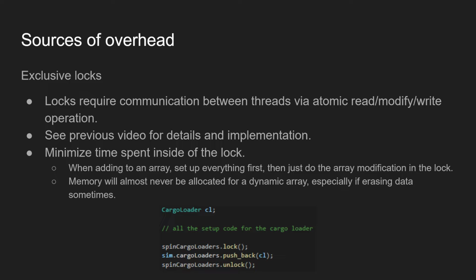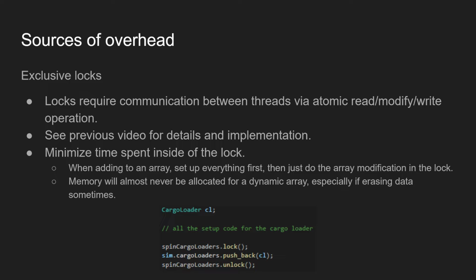Another source of overhead is whenever you get an exclusive lock over a piece of data. The primary reason why this is slow is because acquiring a lock requires communication between threads. So even if you do an extremely short duration lock, you still have to perform an atomic read, modify, write operation, and that's going to be the source of overhead. If you want to have more details on how I actually implement a lock, please see my previous video.